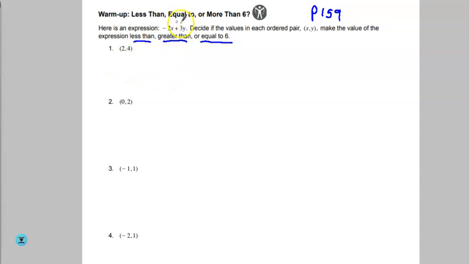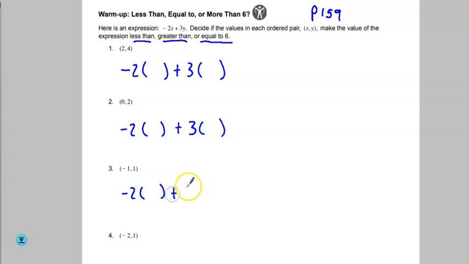I would write the expression negative 2x plus 3y. Anytime I'm going to substitute in, I'm going to change the variables, x and y or whatever they might be, to parentheses. And then I'm going to plug in the values. So each one of these, since I'm doing the exact same expression, I'm going to do the same parentheses every time. It's negative 2x plus 3y. But you see I'm not writing the letters. Every time I say a variable, I do parentheses. So the last one, negative 2x plus 3y.